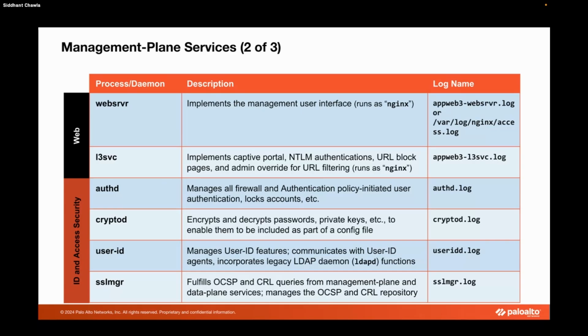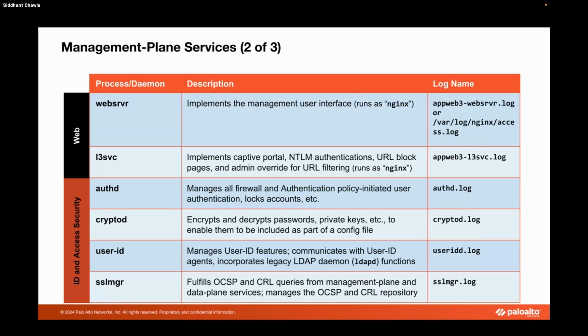Web server implements the management user interface. The log name is appweb3-webserver.log or access.log. This is the directory var log nginx access.log. L3 service, L3 SVC, implements captive portal, NTLM authentication, URL block pages, and admin override for URL filtering. The log name is appweb3-l3svc.log. This is commonly used when you're troubleshooting issues related to captive portal, URL filtering, or URL block pages which are not working as expected.